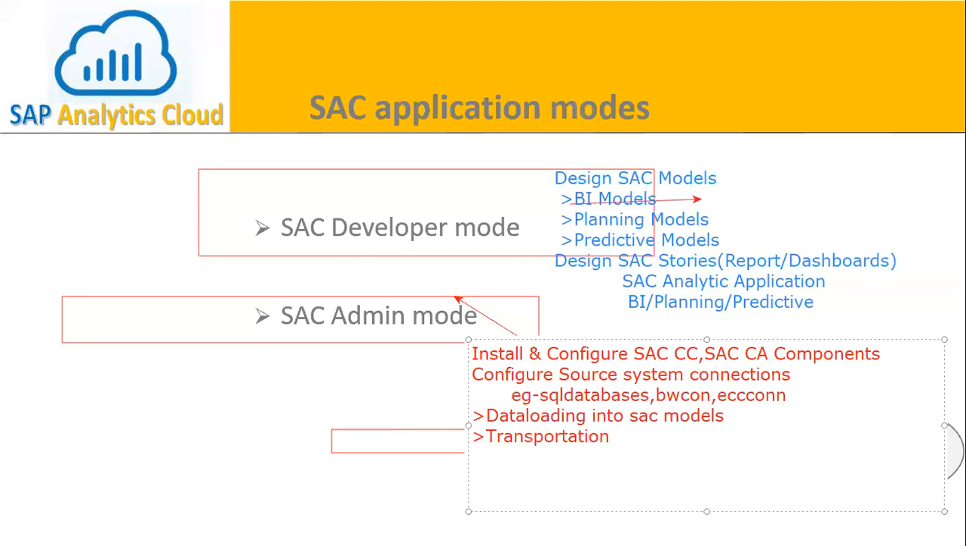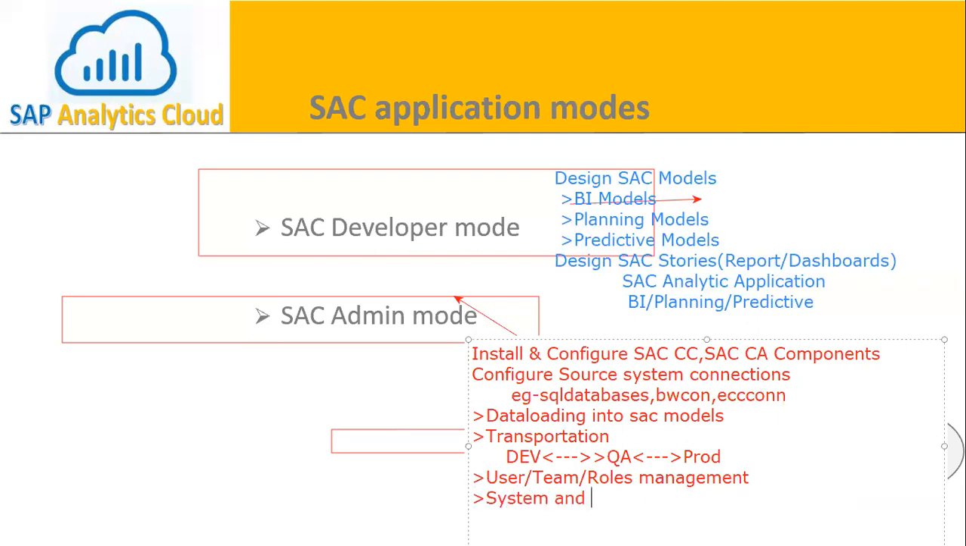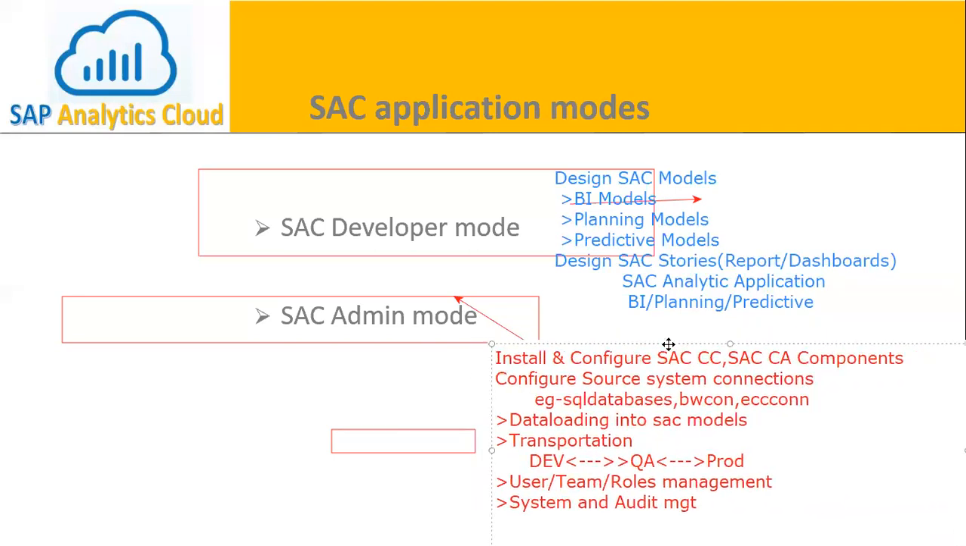We have a development system. We have designed a report and we need to move it to the quality system, and then to the production system. So we have to look after this. Also, we have to look after user, team, and role management, and system and auditing management. So these are all the activities as an admin.